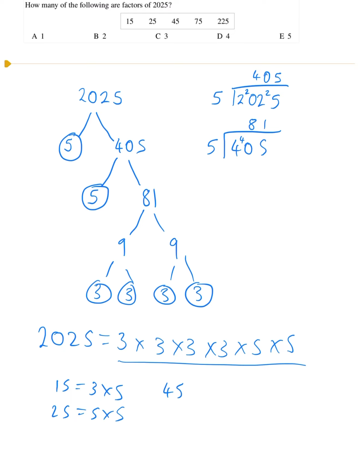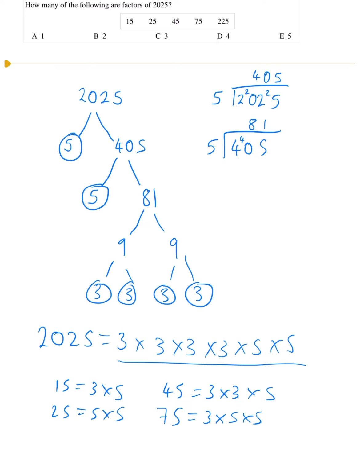45. Yes, 45 is going to be 3 times 3, which is 9 times by 5. So that's 3 times 3 times 5. Can I make 75? Yes, I can make 75. 75 is made by doing 3 times by 5 times by 5. Because 5 times 5 is 25. Times that by 3, we get 75.